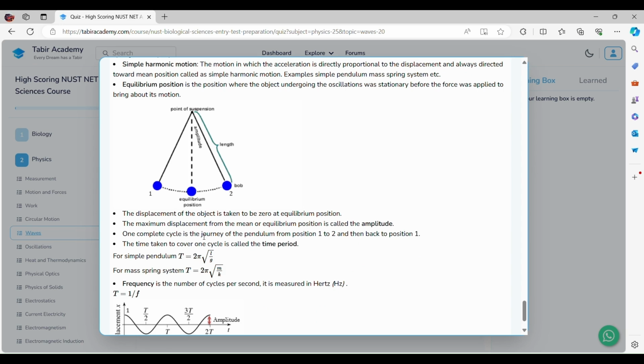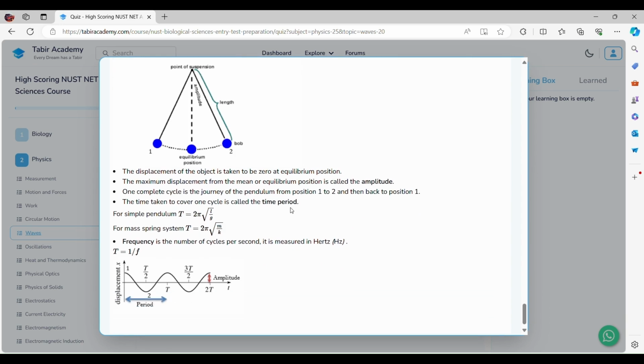One complete cycle is the journey of the pendulum from position 1 to 2 and then back to position 1. The time taken to cover one cycle is called the time period. For a simple pendulum, T equals 2π under root L over g. For a mass spring system, T equals 2π under root m over k. Frequency is the number of cycles per second and it's measured in hertz.